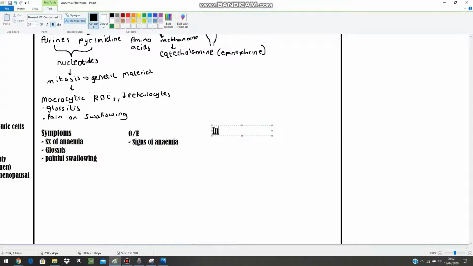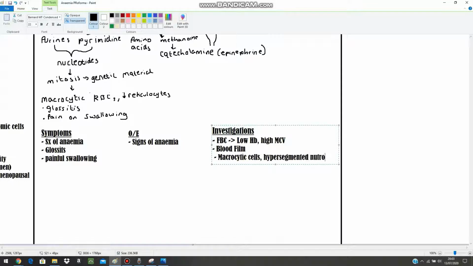Now let's move on to the most interesting bit. What are we actually going to see on investigations, and what investigations are we actually going to want to carry out? So the first thing in any hematological condition, we're going to want to do a full blood count. Now, because this is a macrocytic anemia, we're going to see a low hemoglobin and a high MCV. We also want to carry out a blood film. And on the blood film, we're going to see macrocytic cells. As well as this, we're going to see hypersegmented neutrophils. This refers to neutrophils with more than 5 lobes in their nuclei, and this is a hallmark of megaloblastic anemia.